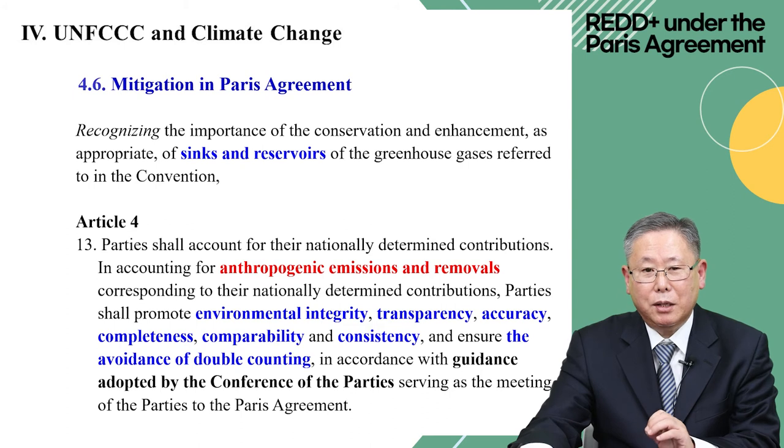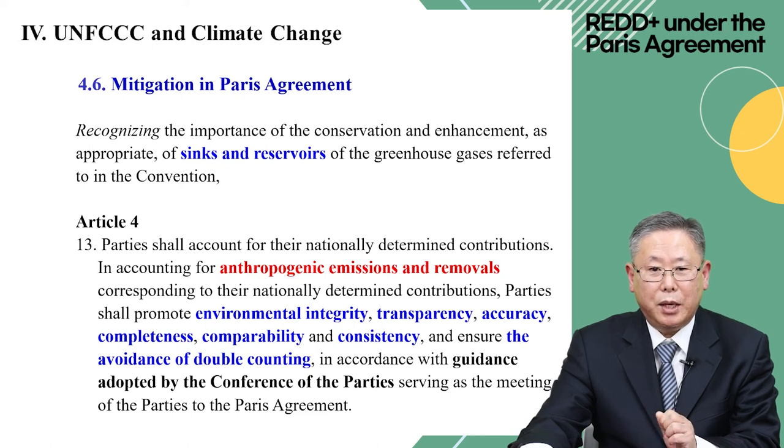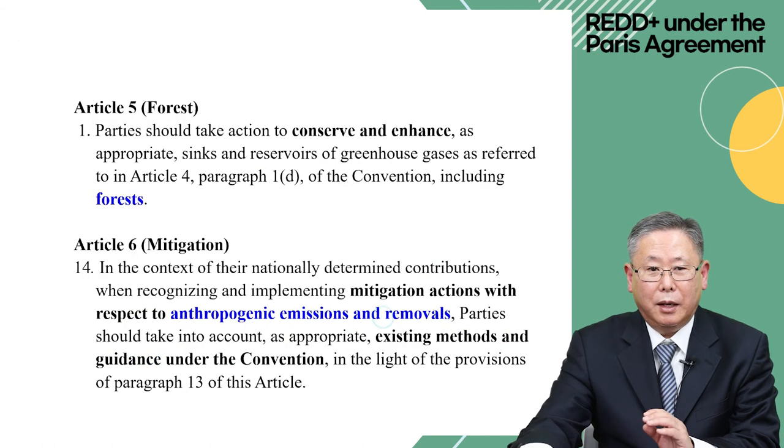And mitigation in the Paris Agreement: recognizing the importance of the conservation and enhancement, as appropriate, of sinks and reservoirs of the greenhouse gases referred to in the convention. And this is Article 4. Another is Article 5, Forest. Parties should take action to conserve and enhance, as appropriate, sinks and reservoirs of greenhouse gases as referred to in Article 4; forests are included. And Article 6, mitigation.